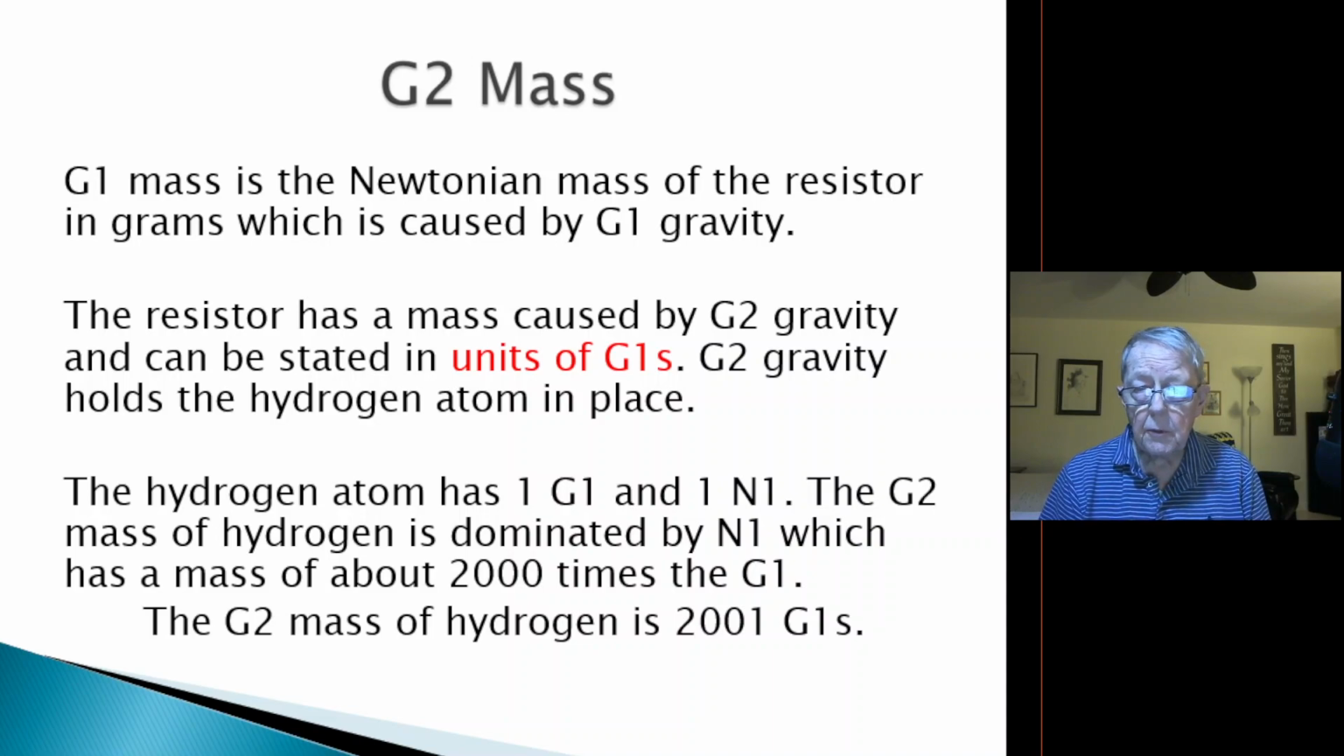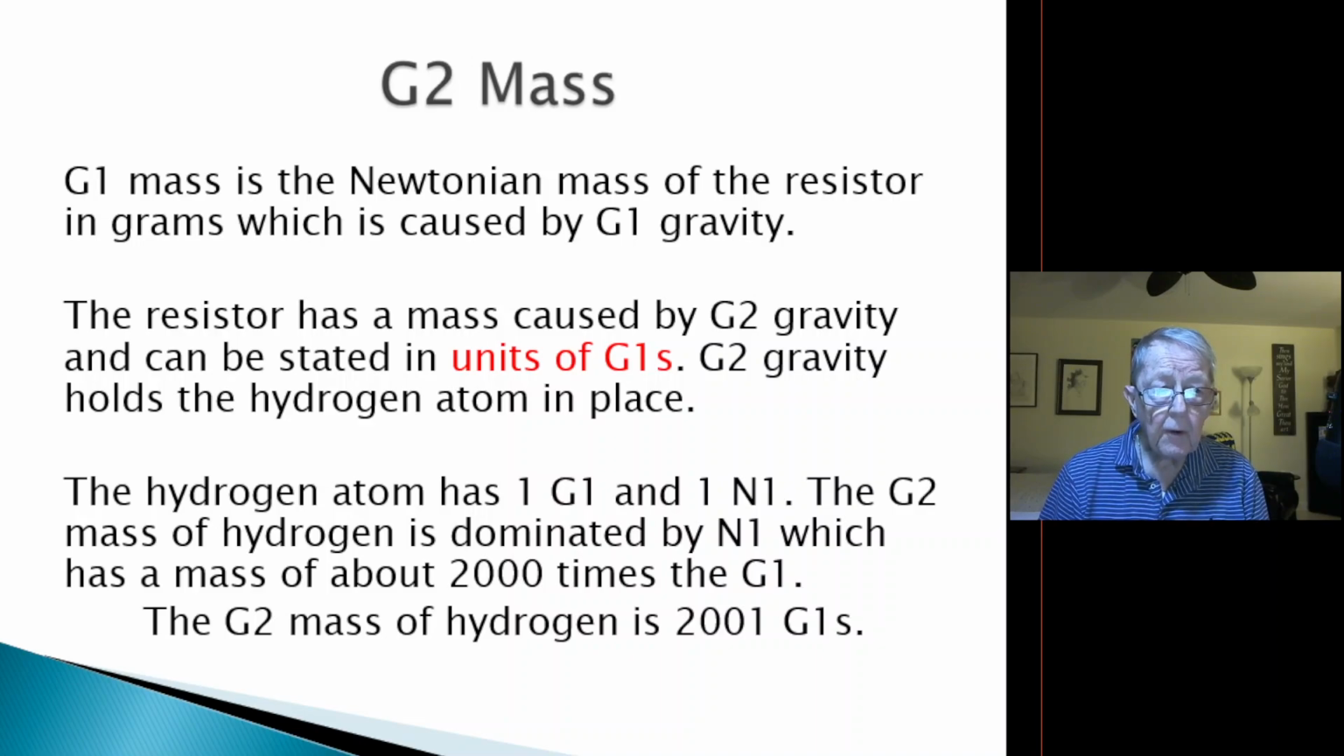Okay, what is G2 mass? I have to have some basis for G2 mass, and G1 mass is the Newtonian mass of a resistor in grams, which is caused by G1 gravity. You can take a resistor and weigh it in grams, but that's not important to the circuit. But the resistor has a mass caused by G2 gravity and can be stated in units of G1s. This is a generalized theory of the mass of the G1 particle and the N1 particle, and I'm doing it in units of G1s.